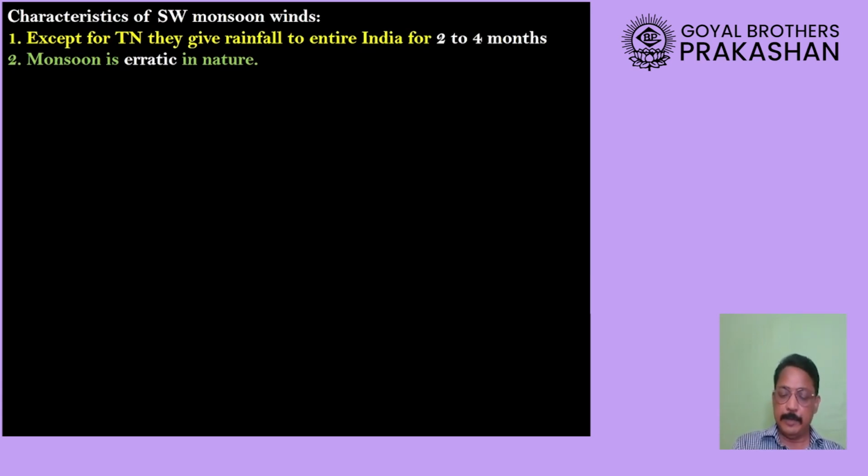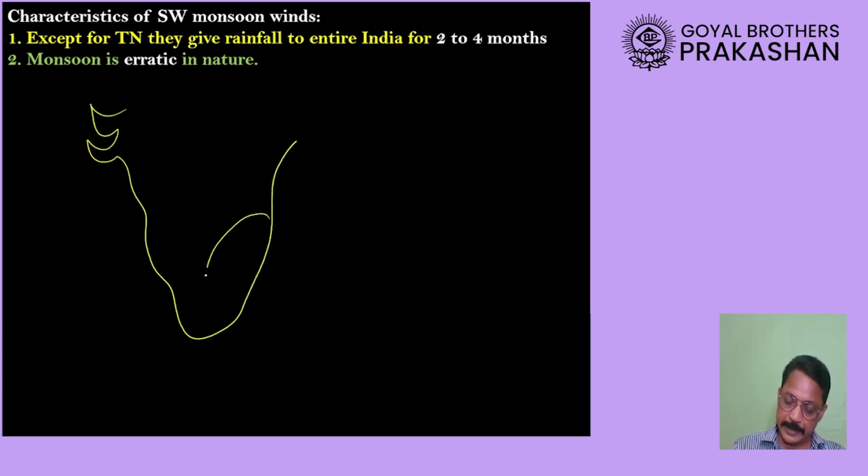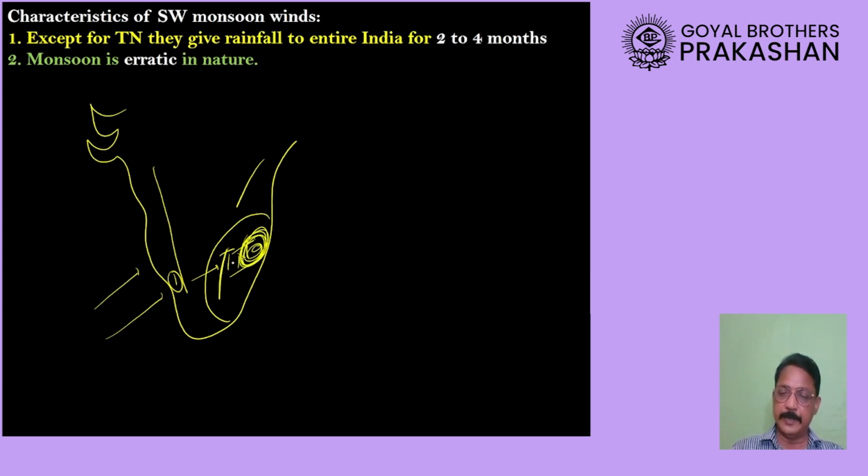The first very important characteristic is that this rain in India, except Tamil Nadu state, gives rainfall to almost entire India for a period of 4 months. We have already seen why Tamil Nadu won't receive much rain. Just to revise, here is Western Ghat, this side is Eastern Ghat. The southwest monsoon winds, while blowing towards Tamil Nadu, are first blocked by Western Ghat. Then by the time they reach Tamil Nadu, Eastern Ghat is again blocking them. So by the time they reach this area, the rainfall becomes very, very little.